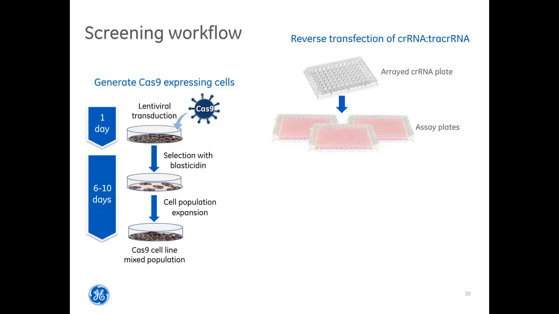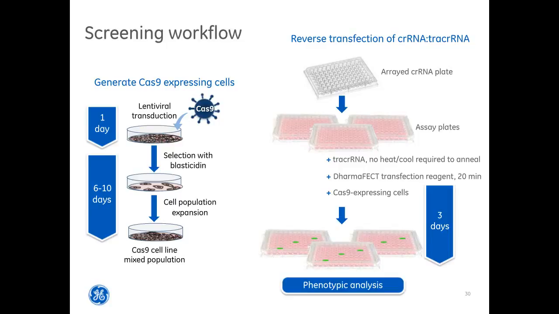So now just to show you the slight difference in using reverse transfection instead of forward transfection, you would start by dispensing the CRISPR RNAs from the original storage plates into your assay plates, and then add the tracer RNA and then the Darmeffect transfection reagent to each well. And then after that 20-minute complexing time, the Cas9 expressing cells are added to those assay plates, and then the incubation time begins. So now, while not all cells are necessarily amenable to reverse transfection, it does save you time in the workflow and requires less handling of the RNAs.